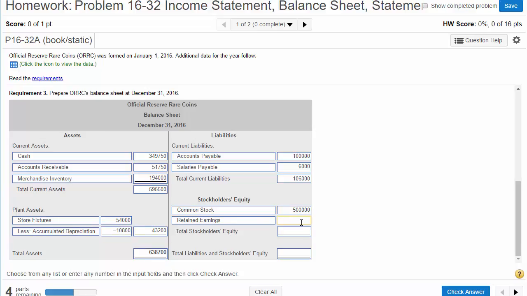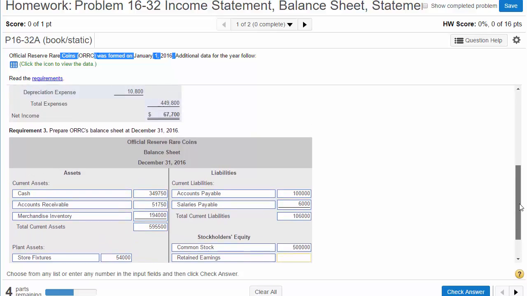And now we have to figure out retained earnings. So remember, according to this up here, the company was formed this year. So this is their very first year. So their opening balance of retained earnings was 0. So what is moved into retained earnings? Well, net income, right? Retained earnings is income we've kept, which means it's net income that has not yet been paid out in the form of dividends.